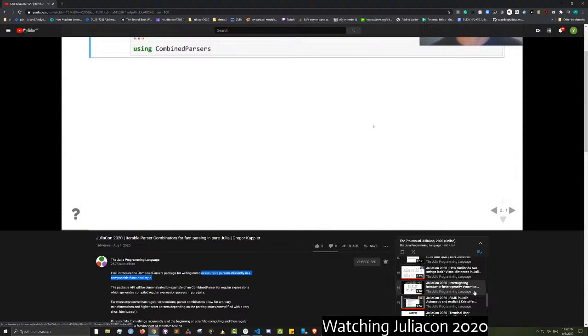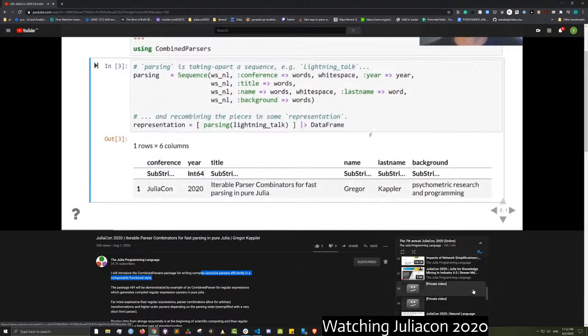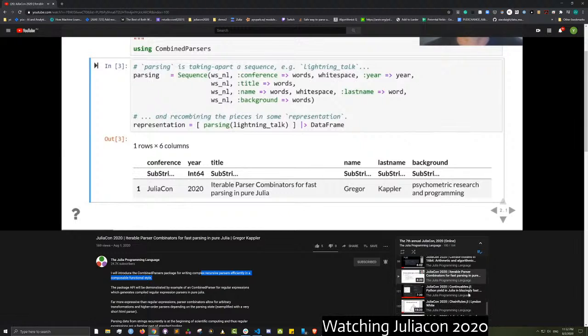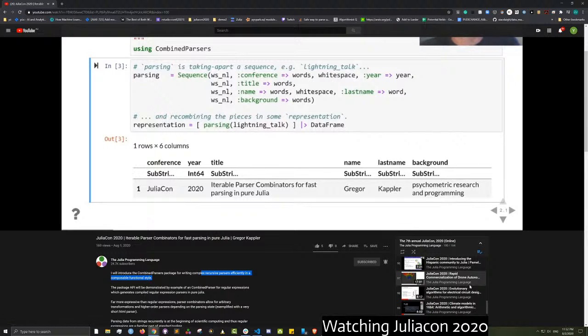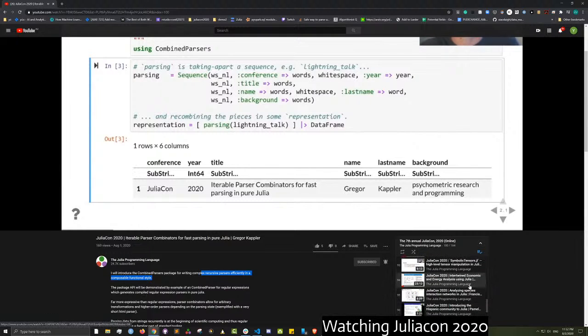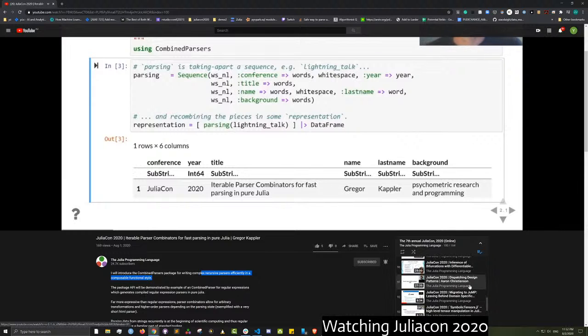This lightning talk, Iterable Parser Combinators for Fast Parsing in Pure Julia, demonstrates the Julia package CombinedParsers. Parsing is everywhere, literally. Countless parsing libraries exist, so why another one? I had discovered Julia and got enthusiastic about types. When I migrated my parsers, I removed the tedious part of interfacing parser language to take apart with programming language to recombine. The title slide defines taking apart and recombining both in one expression.